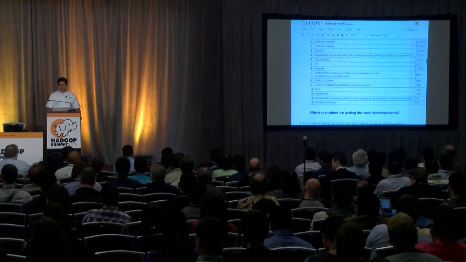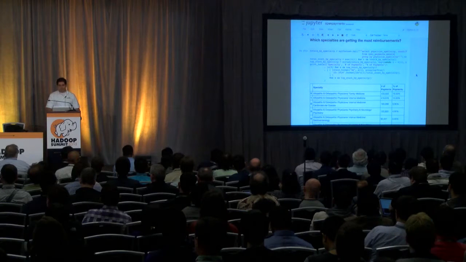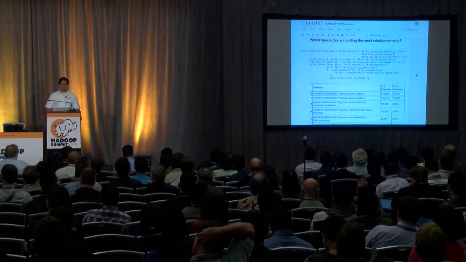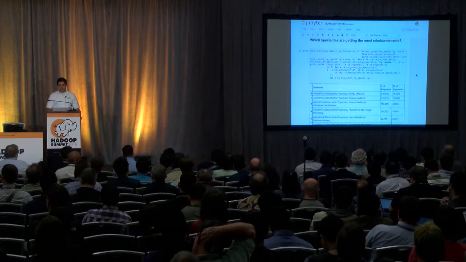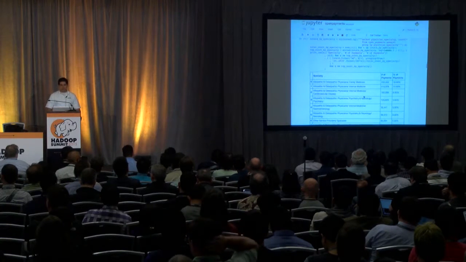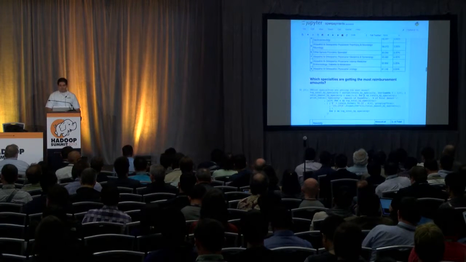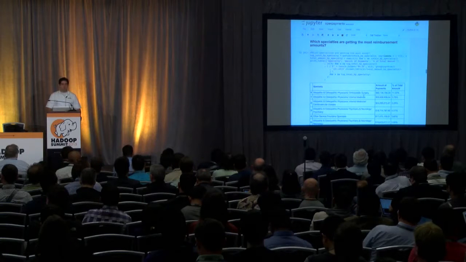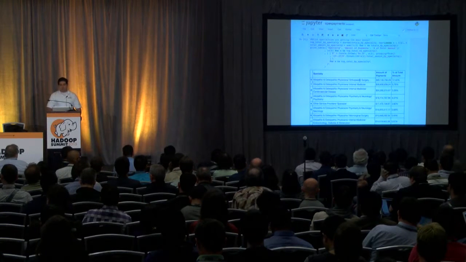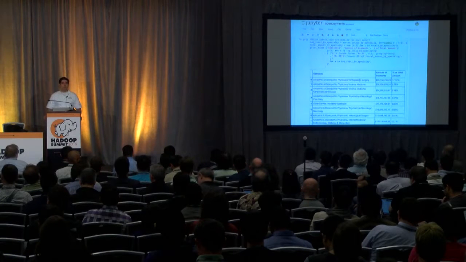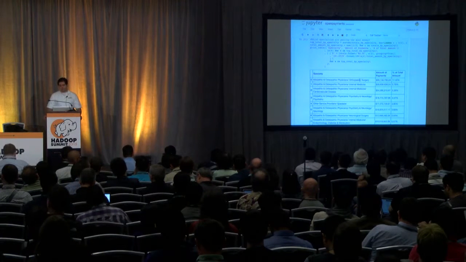Okay, so if we look at the doctors, which specialties are getting the most reimbursements? Family medicine, internal medicine, those are right up there. But if we look at which specialties are getting the most reimbursements by sheer amount, you see orthopedic surgeons bubbling right to the top with a lot of money, over $80 million. This is over 1 year. So they're dominating.